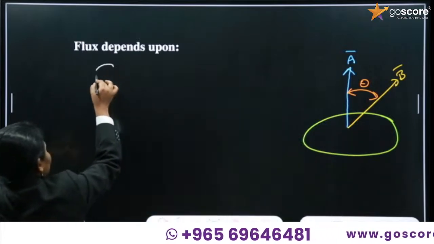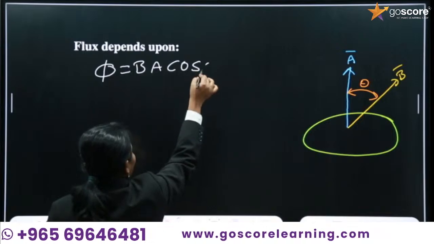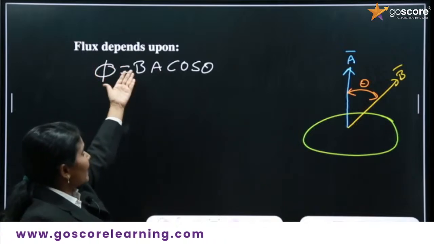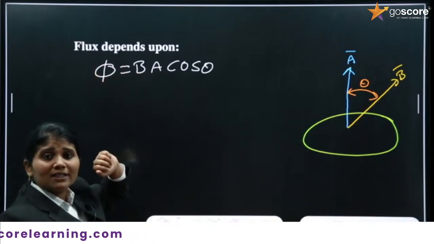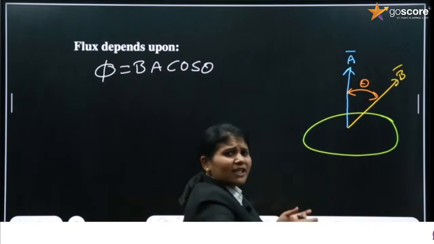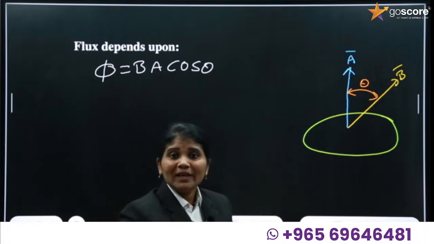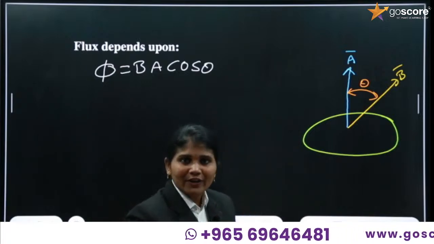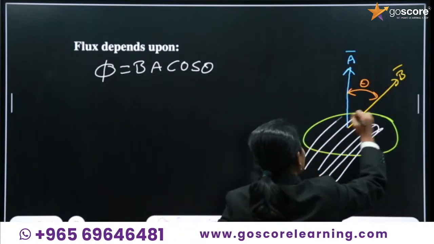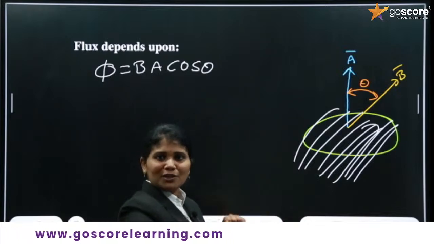We know that flux is equal to BA cos theta. So from the equation, flux depends upon the magnetic field. In this particular area, the maximum number of field lines is passing through the area, and flux increases. It means flux depends upon the magnetic field. More magnetic field lines are passing through the particular area.